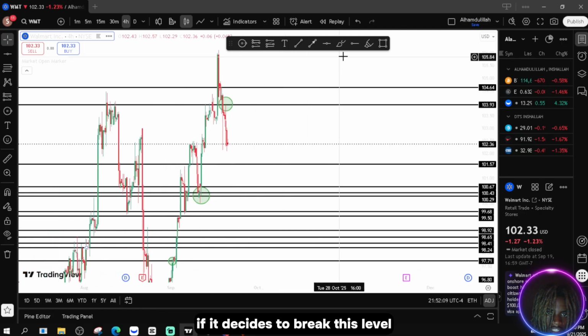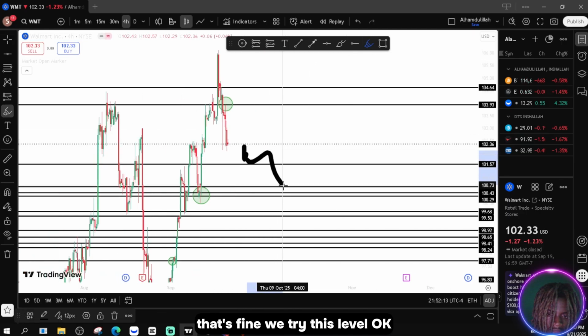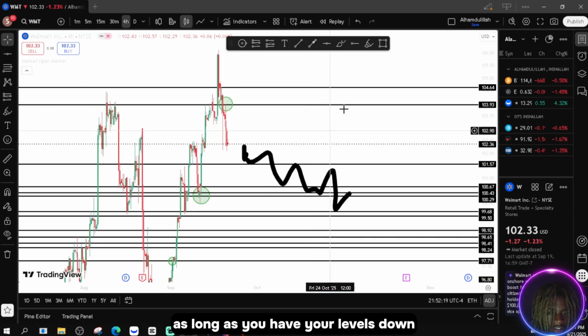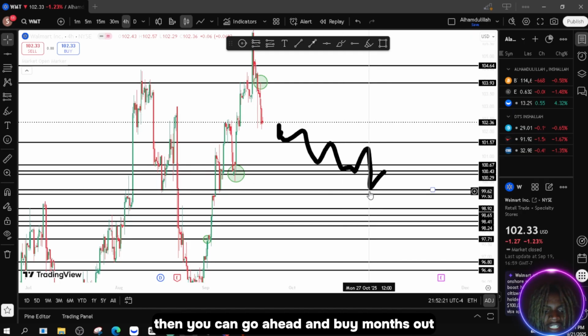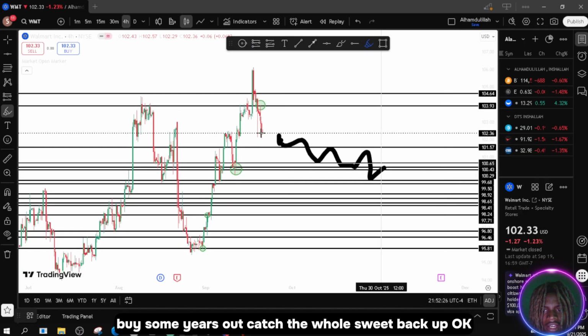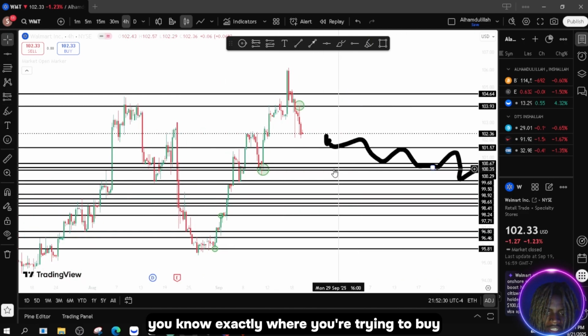Okay. If it decides to break this level, even after a small bounce, that's fine. You try this level. Try this one. Okay, you'll know the pullback area as long as you have your levels down. Then you can go ahead and buy months out, buy some years out, catch the whole sweep back up. Okay, that's going to be a lot more profitable than just catching a tiny burst move. Okay, you know exactly where you're trying to buy.